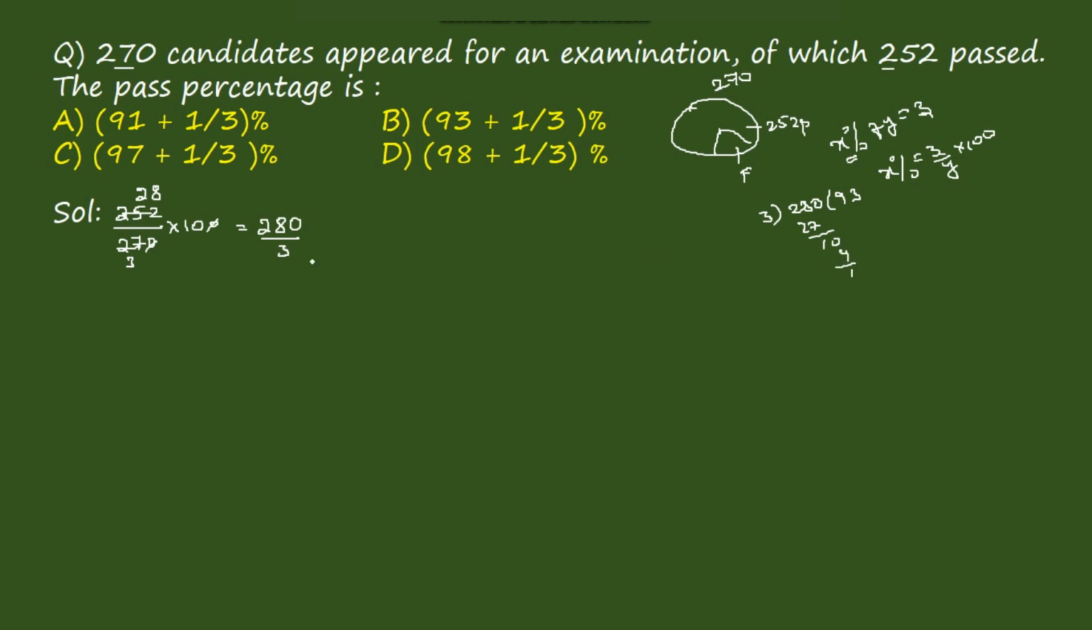And it comes to 1, which is equal to nothing but 93 plus 1 by 3 percentage. So answer option B. Coming to the next one.